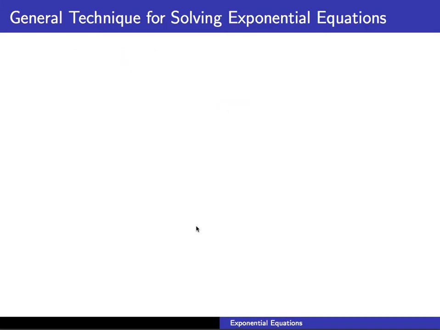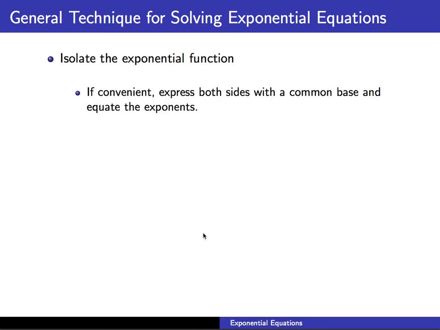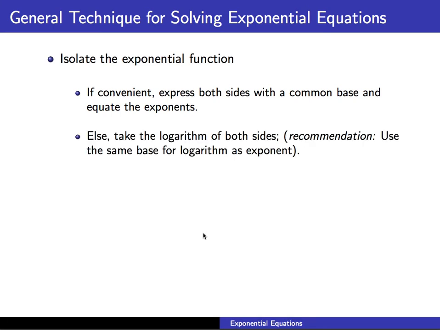So we have a general technique for solving exponential equations, and if possible, we want to try to isolate our exponential function. So in the last slide, 2 to the x was already by itself, which is good, but we might have to do some cleaning up on that side in order to make that happen. So if convenient, we could try to express both sides with a common base and equate the exponents using the equality property for exponents. But more often than not, and a more general strategy is going to be to take the logarithm of both sides.